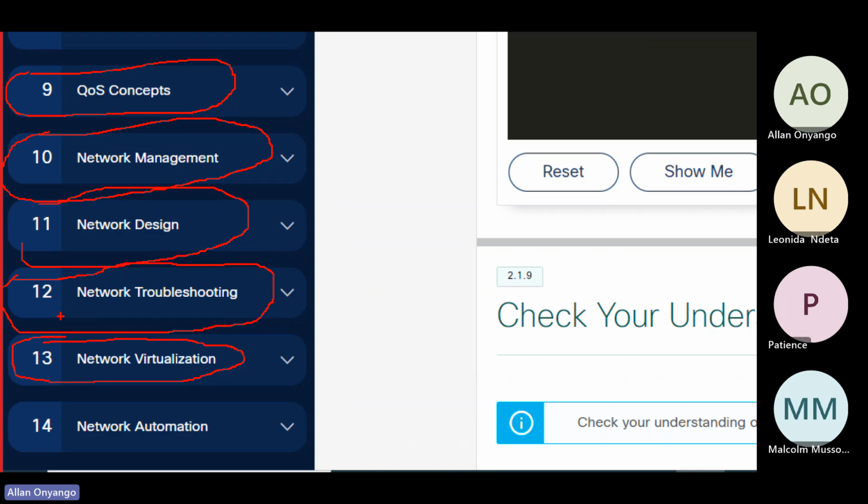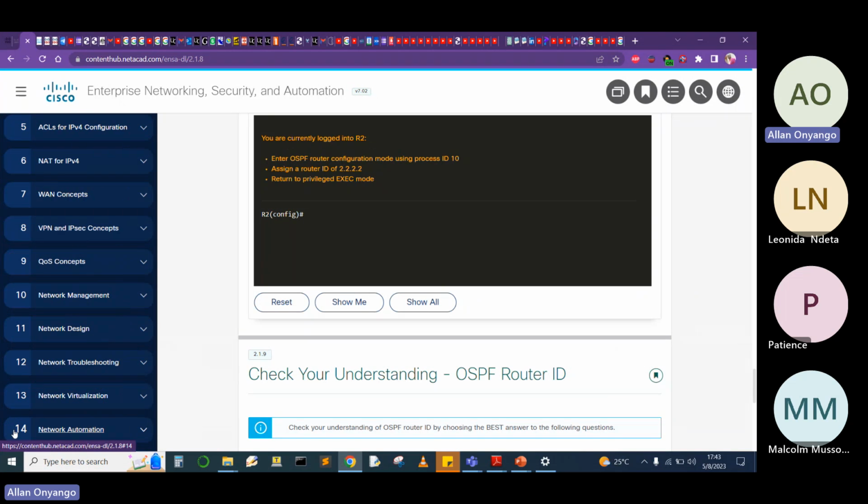Virtualization is becoming a very serious thing within our networks. And virtualization will come very closely with the last chapter here, network automation. Okay. And we'll see how we can automate networking functions and even network devices. So this is how CCNA 3 is going to look.